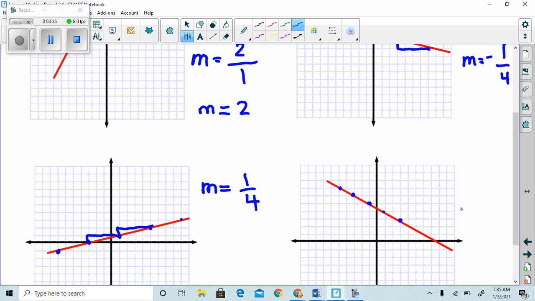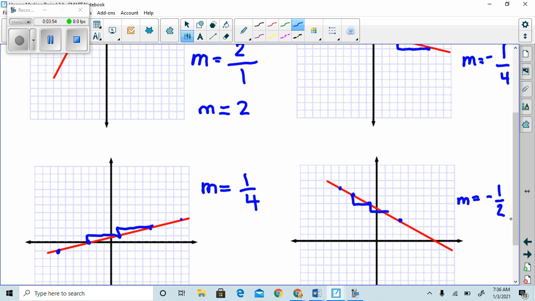And our last one again has a downhill appearance, and we read a graph from left to right, so I'm going down 1 and over 2, down 1 over 2. It's a negative 1/2. And that's how you read slope from a graph.